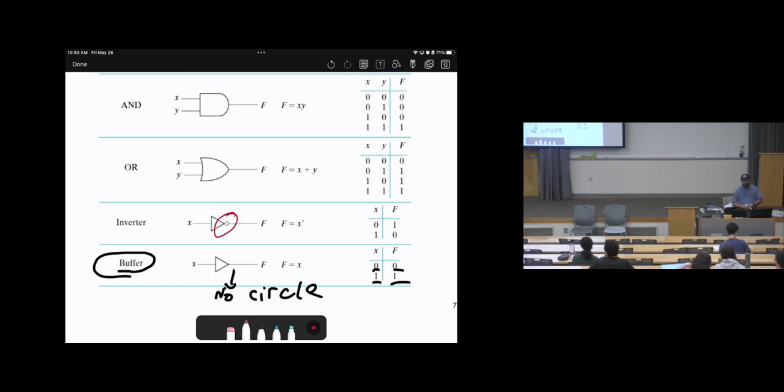When there's a circle, this means do the inversion, or this is an inverter. If there is no circle, it's no longer called an inverter, it's called a buffer. This means the value will remain as is, no change at all. It seems useless, like nothing is happening. Okay?